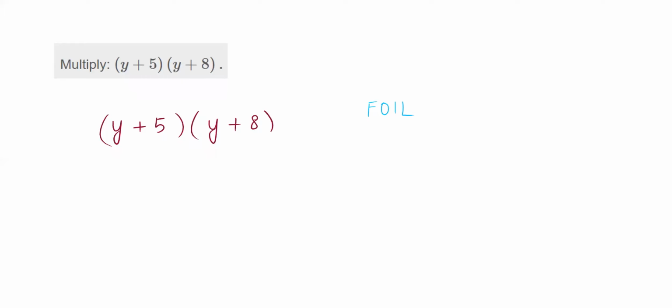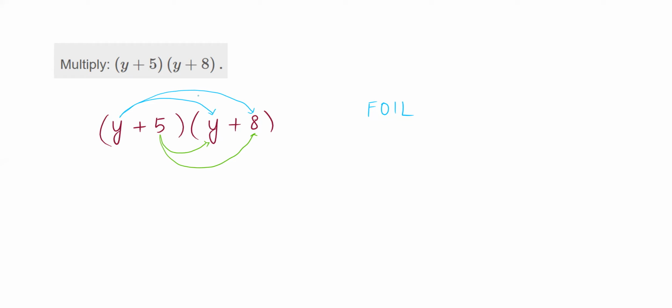So what this does is, you take the y first and distribute it to the y and the 8 in the other binomial. Then you take the 5, meaning the plus 5, and distribute that to the other 2. So we did take care of the y plus 5. We just split them up into 2 separate parts. So you have 4 arches producing 4 terms. These 4 arches stand for the FOIL.